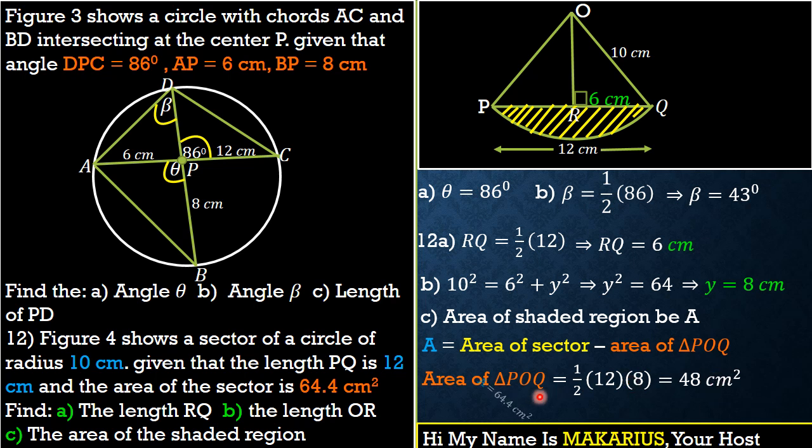It therefore means that our area A has to be 64.4 centimeters squared, since it's the area of the sector, minus the area of the triangle, which is 48 centimeters squared. If we simplify that, we have an answer of 16.4 centimeters squared. So guys, that's the area of the shaded region.